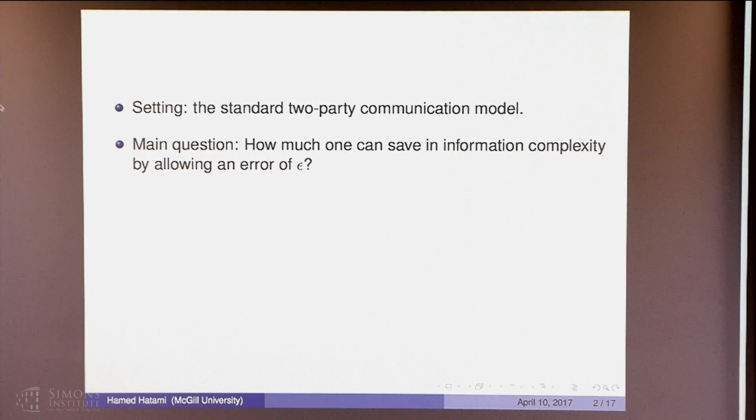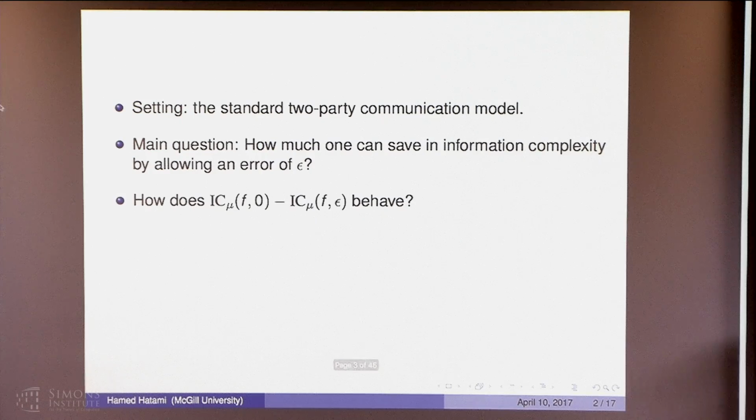So this is mainly to say what kind of problems I'm going to talk about in this talk, for people who know the notation. But then I'm going to step back and define those notations. It will be something in the two-party communication model, for those who are familiar with this. And the main question is: when you allow an error of epsilon, how much can you save in communication complexity compared to the case where you're not allowing any error?